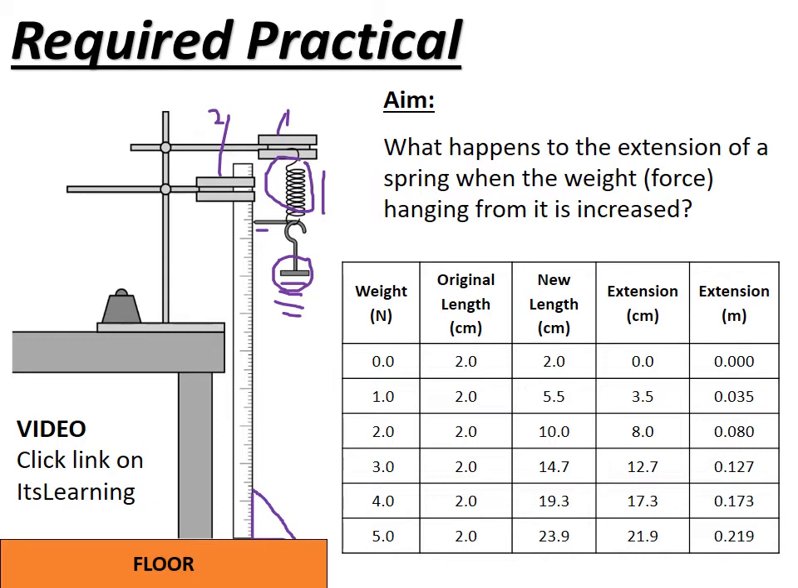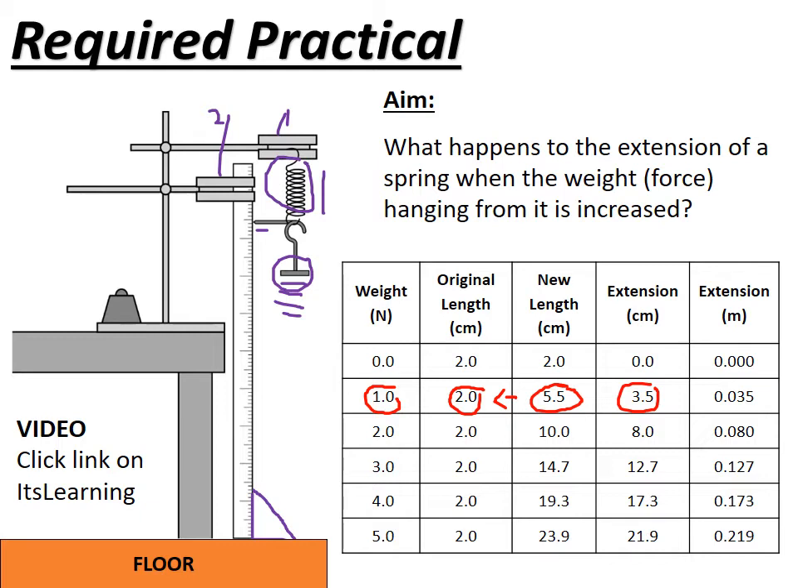Every time we add a weight, the spring gets longer. So you can see that when we add 1 weight here, the new length was 5.5. Now to work out the extension of the spring, we have to go 5.5 minus 2 to get 3.5 centimeters. So the actual extension was 3.5 centimeters.